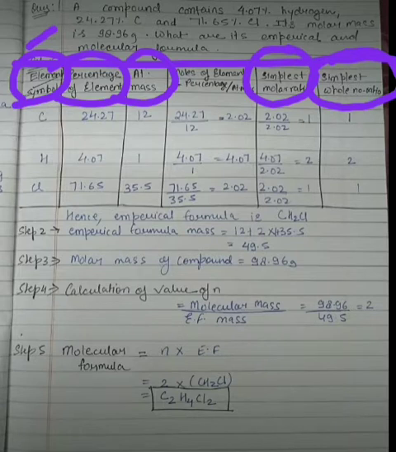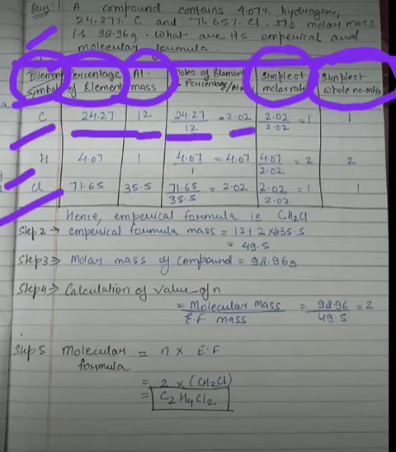Okay, students, as there are 3 elements, carbon, hydrogen and chlorine, the percentage of carbon is 24.27 and its atomic mass is 12. So you divide them and the value will be 2.02. Again, for hydrogen the percentage is 4.07 and its atomic mass is 1. So you divide 4.07 by 1 and you get 4.07. Now for chlorine, the percentage given is 71.65 and the atomic mass is 35.5. Then you divide both and you get 2.02.